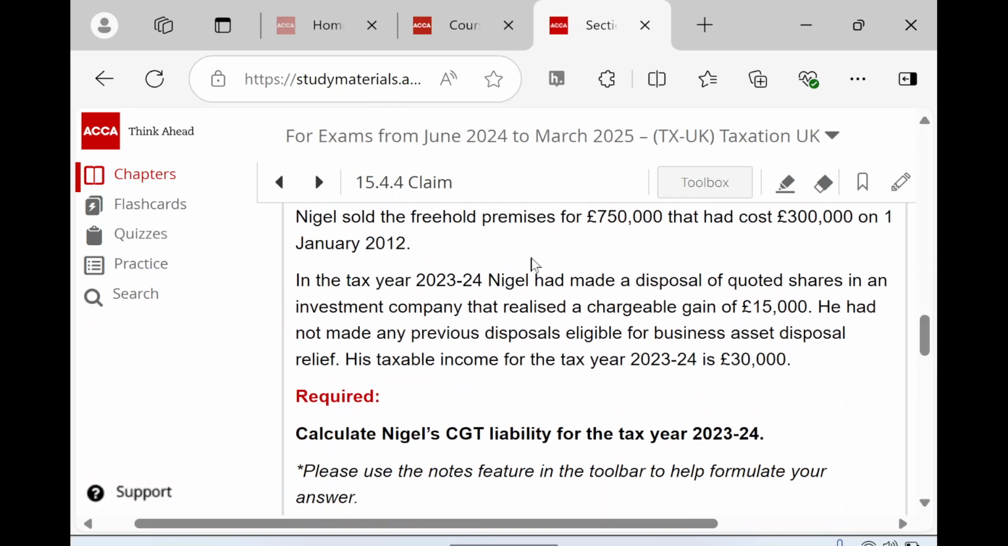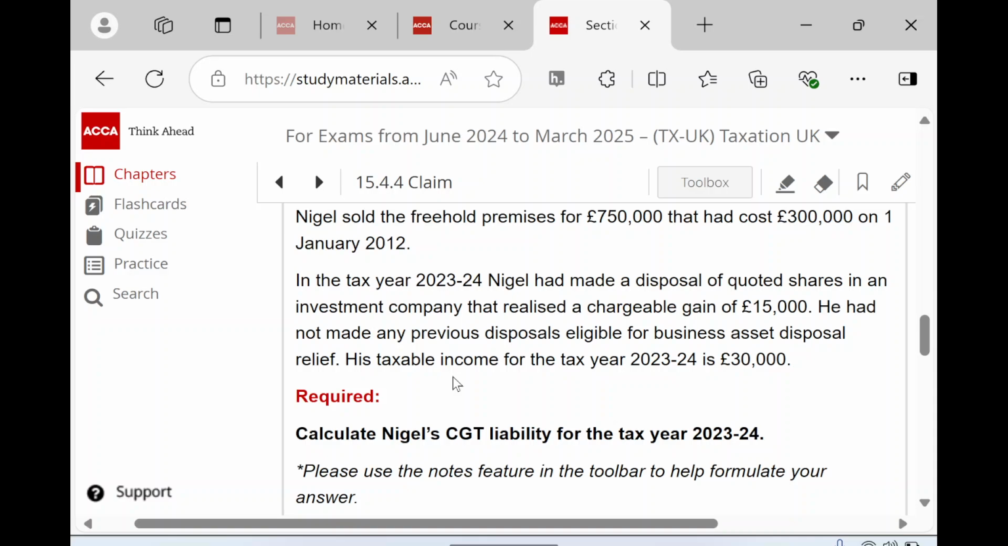Now, outside of that, they give us details on something completely different, i.e. the disposal of quoted shares in an investment company, realizing a chargeable gain of 15. So nice enough that the examiner actually gives us the gain. Outside of that, they tell us no previous disposals relevant to BADR. Now we know that one of the key points in relation to BADR is that 1 million lifetime limit. Okay. So none of that is used up.